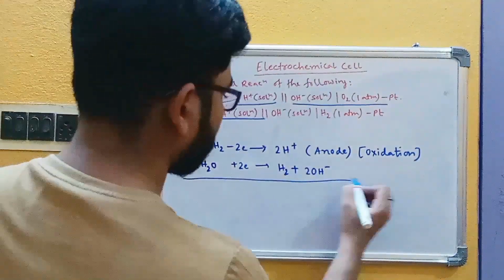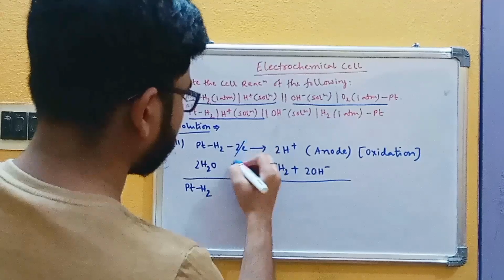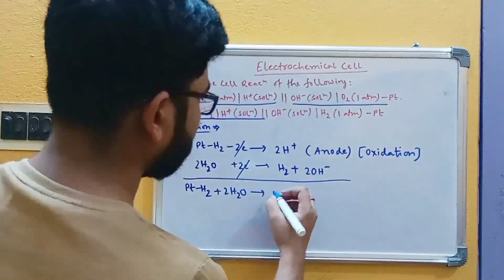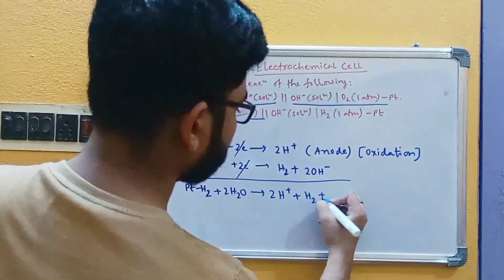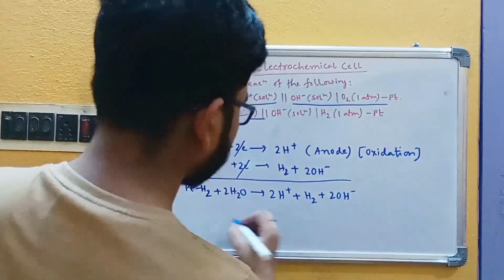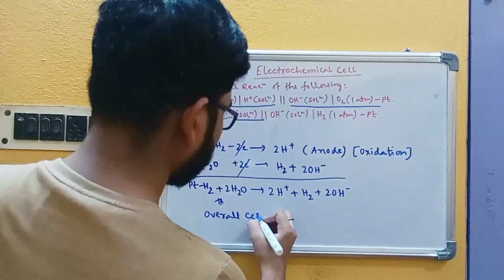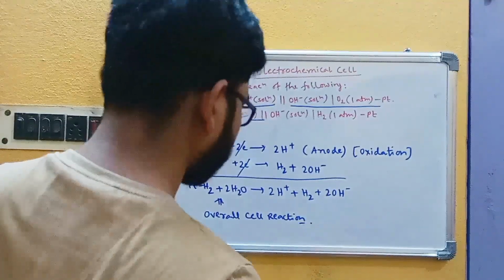So if we write the overall reaction, Pt, H2, these 2 electrons cancel out, plus 2H2O, and we get 2H plus, H2 plus 2OH minus. This is the overall cell reaction.